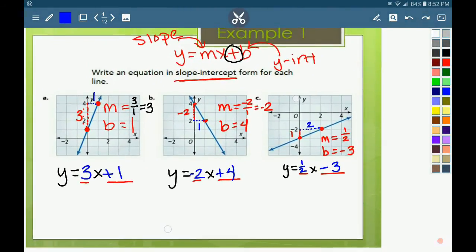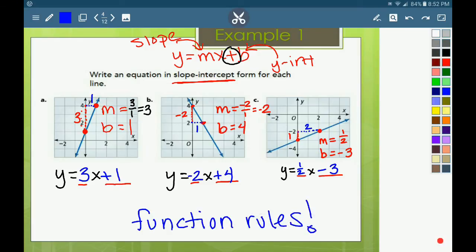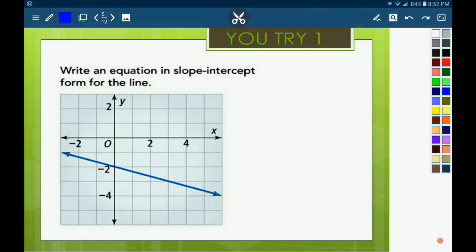In fact, a synonym for these equations would be function rules. Function rules. Something we kind of forgot when we took our last exam. Rules just mean equations. Okay, these are function rules. All y equals mx plus b's are going to be functions. So these are their function rules. Let's have you guys try the same thing on your U-Try.